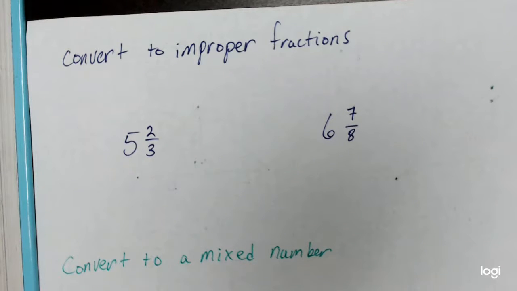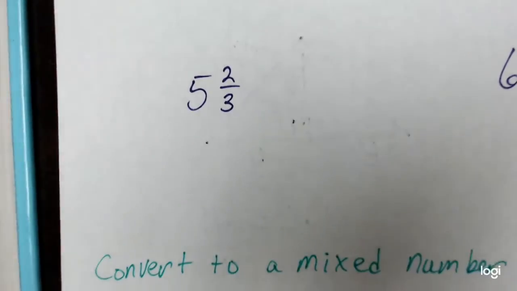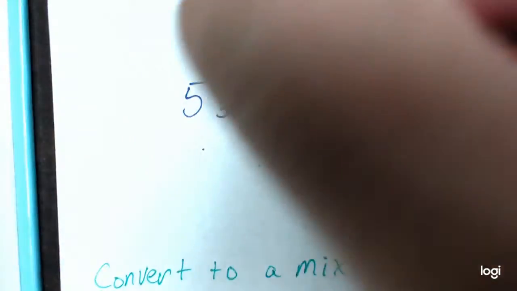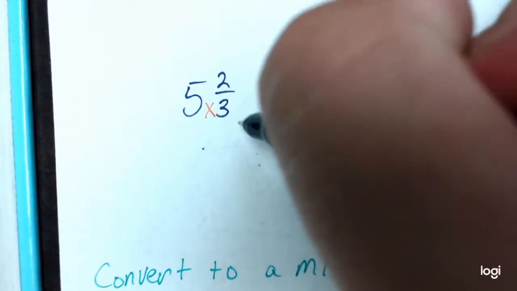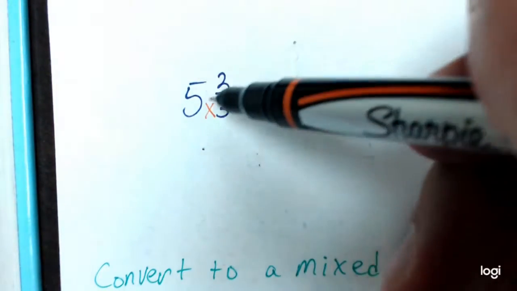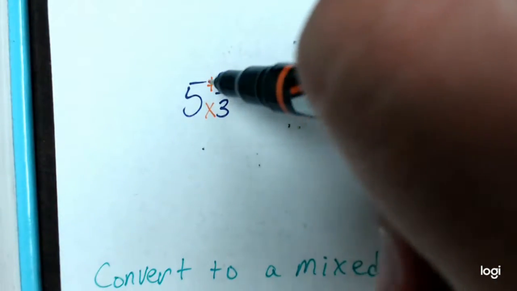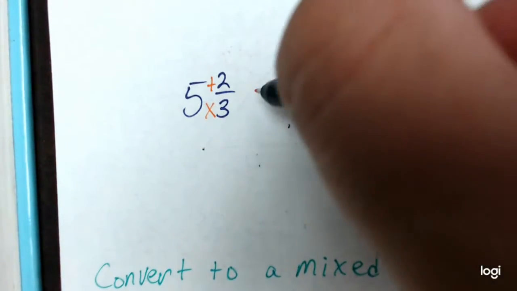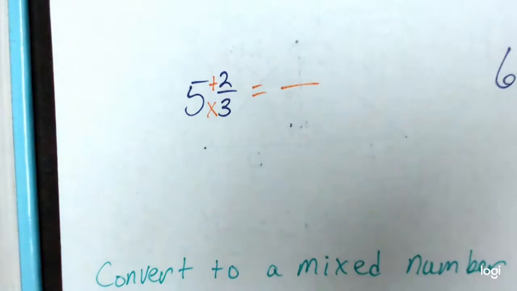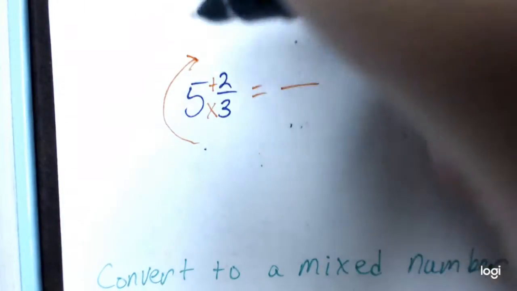When you're converting mixed numbers to improper fractions, you have to remember two steps. Those two steps are multiply and add. So what you're going to do is take the denominator and multiply it by your whole number. Right? So we're going to do 3 times 5, and then the other thing is we're going to add that number to the numerator to get a new fraction. Okay? So when we do our math, we're going to be moving in this direction.